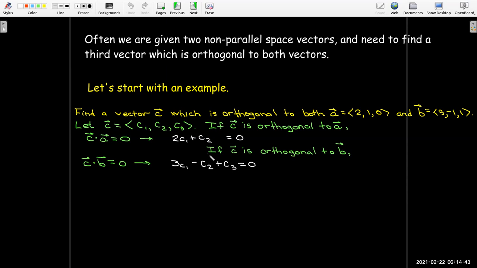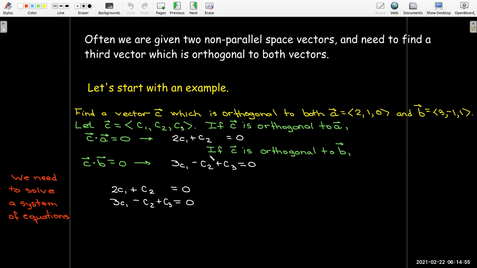Now, both of these equations have to be true in order for this desired condition to hold true. So we're going to get a system of equations. Now, we can see that this system of equations only has two equations, but there are three unknowns, C1, C2, and C3. And if we remember from our algebra class, a system of equations with more unknowns than equations is going to be a dependent system, which means it will have infinitely many solutions.